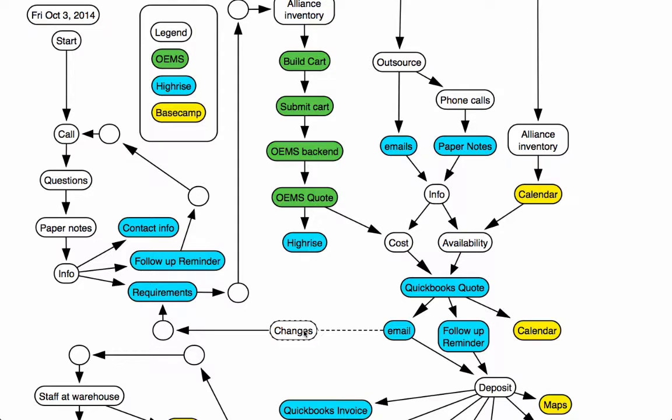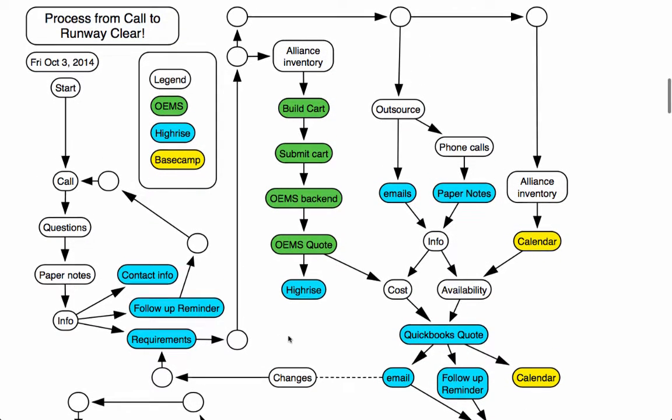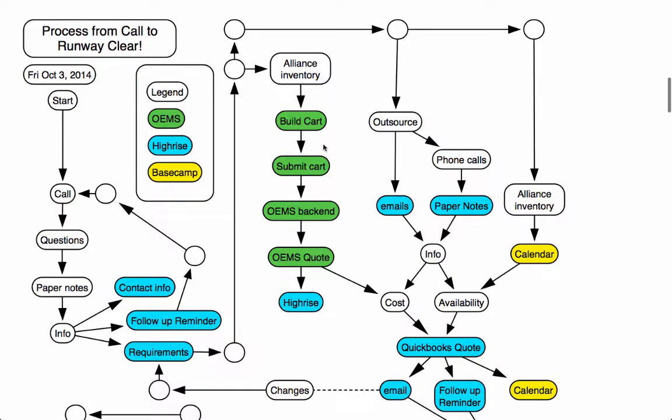This might lead to change. That's why it's a dashed line here. If it changes, then it changes our requirements, and we have to go through this again. We have to go through this, build a new cart, perhaps call or email other suppliers, and then again look at our calendars if we need more inventory.